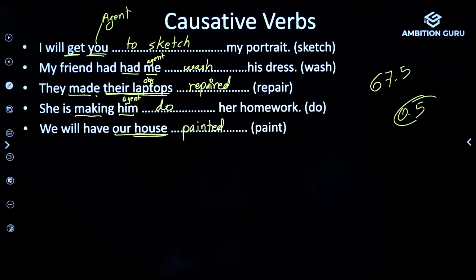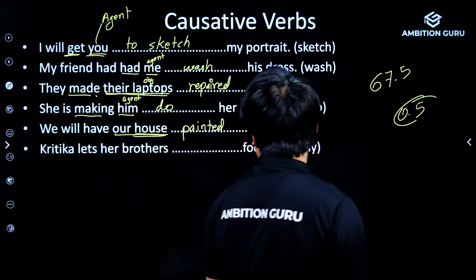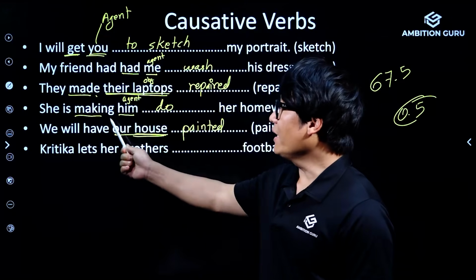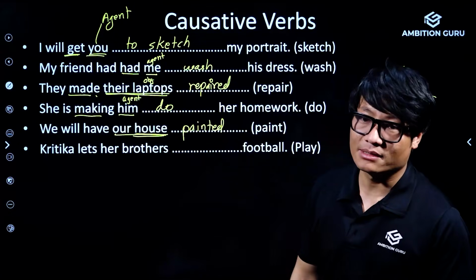Very good, Prince. Next question. Kritika lets her brother football. In a passive, yes. When the causative verb is in a passive, then obviously we use to plus verb 1. Like he is being made to do her homework by her, like that.